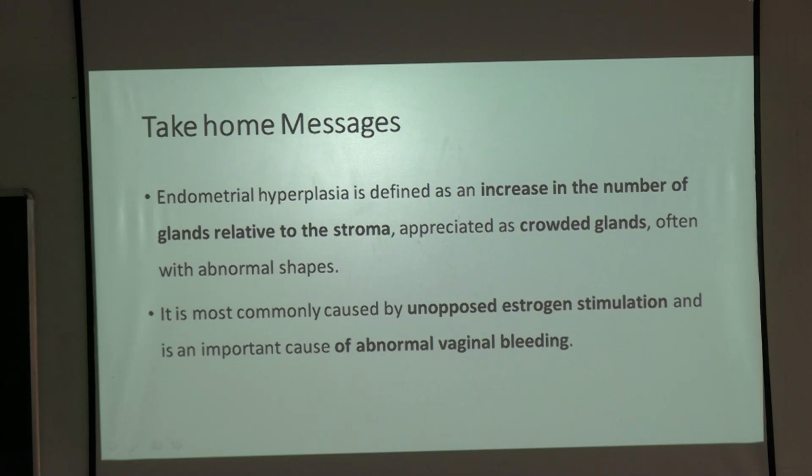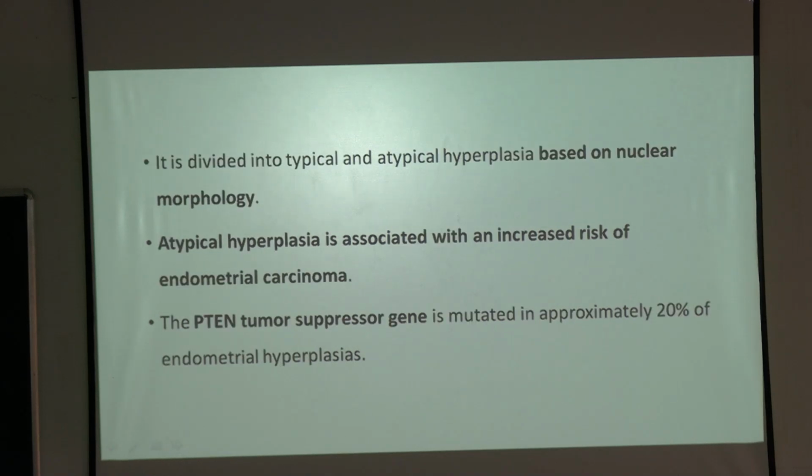Now, then, endometrial hyperplasia is defined as an increase in the number of glands relative to stroma, appreciated as crowded gland, most commonly caused by unopposed estrogen stimulation, and it is an important cause of abnormal vaginal bleeding. So similarity between these two, endometriosis and endometrial hyperplasia, almost same features, same clinical presentation. Both are due to hyperestrogenic state. It is divided into typical and atypical hyperplasia based on nuclear morphology. Atypical hyperplasia is associated with an increased risk of endometrial carcinoma. PTEN tumor suppressor gene is mutated in approximately 20% of endometrial hyperplasia.